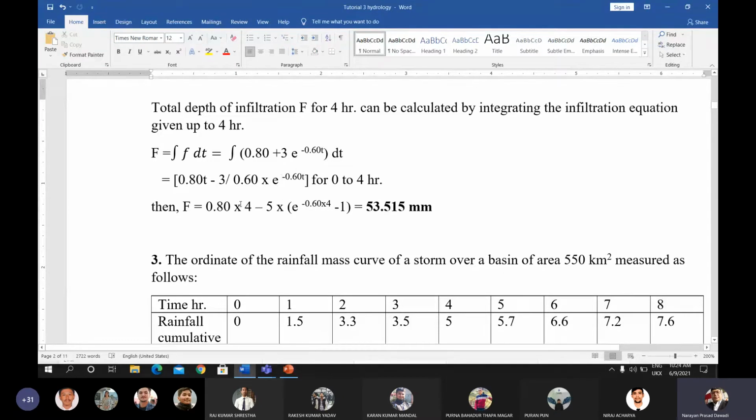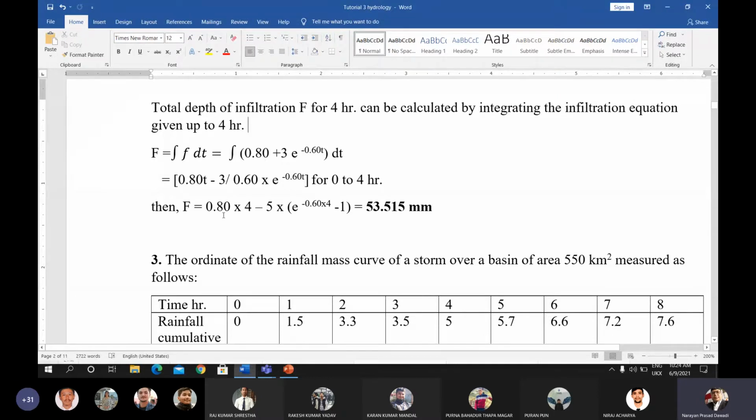After dividing by 0.60, the plus is converted into minus: the plus 3 becomes minus 3, and e power minus 0.60 t, for 0 to t hours.